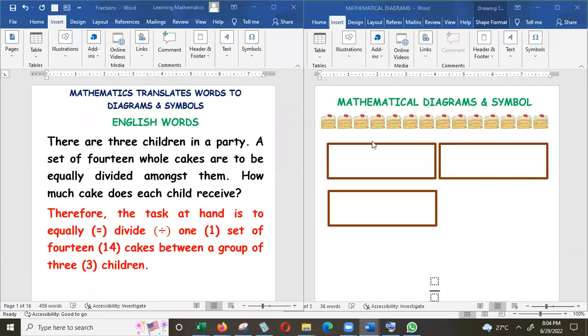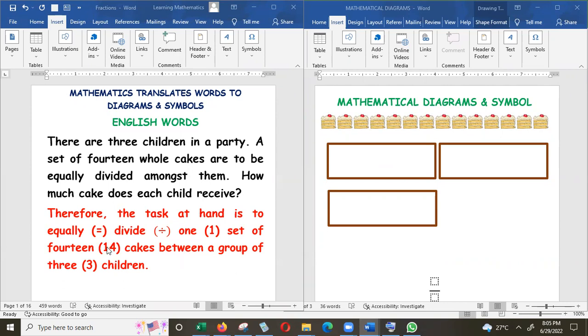Mathematics translates words to diagrams and symbols. So for example, here you have a paragraph with some English words. There are 3 children in a party. A set of 14 whole cakes are to be divided equally amongst them. How much cake does each child receive? So therefore, the task at hand is to equally divide one set of 14 cakes between a group of 3 children.